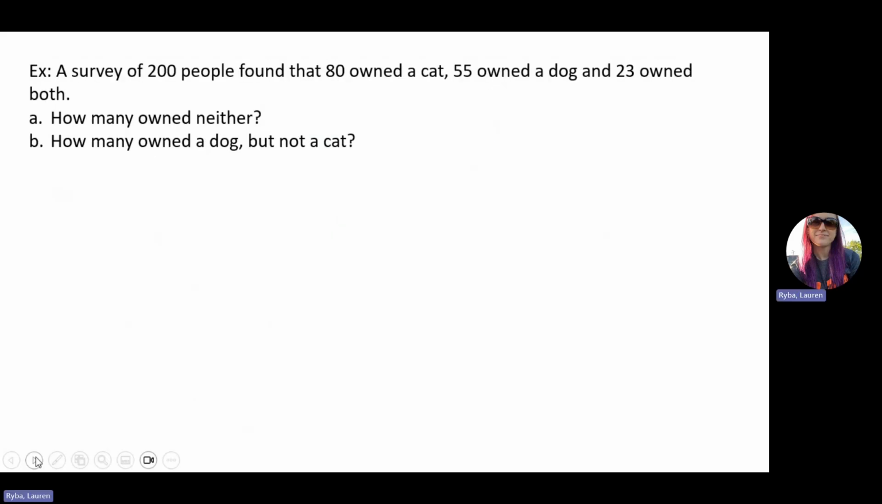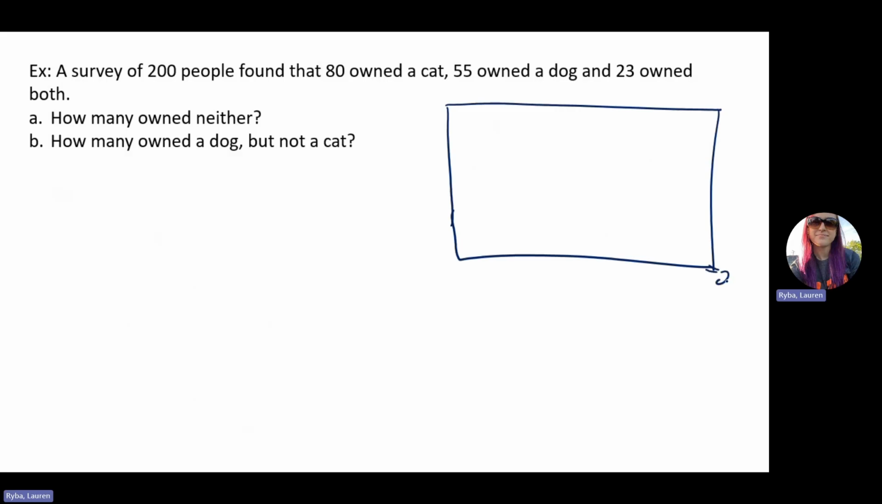Survey of 200 people found that 80 owned a cat, 55 owned a dog, and 23 owned both. Again, a multi-part question. Generally, I will draw my Venn diagram. If it was just asking you one part, I may not draw it. All right, so our box should equal 200. I got cats and I got dogs. We start with the middle. 23 had both.